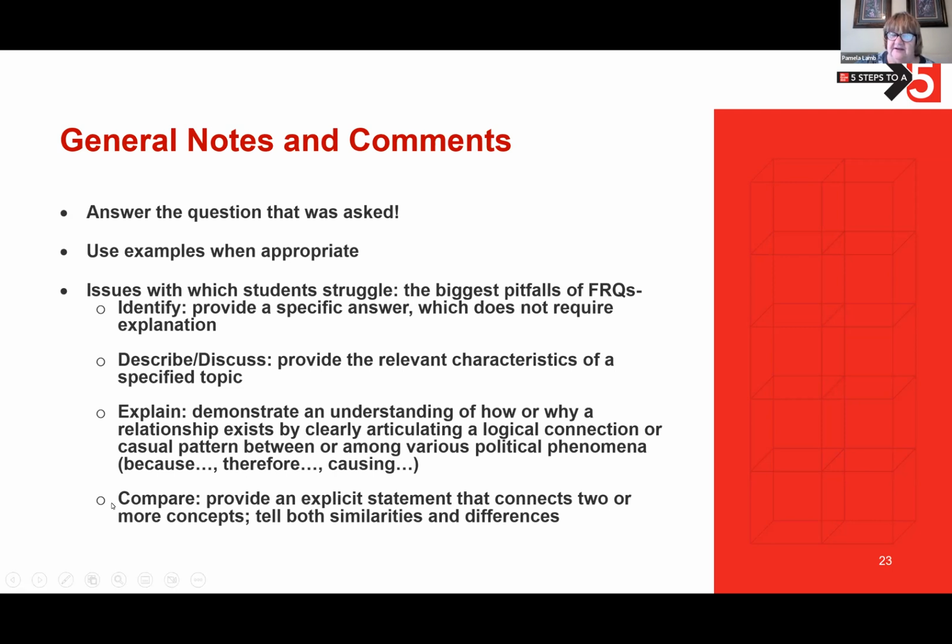And then compare. In AP Government and Politics, the College Board uses the term compare, and you have to connect two or more concepts. But they expect that when you compare, you provide both how they're alike, what are their similarities, and what are their differences. So if you were asked to compare the Senate and the House of Representatives, how are they alike? How are they different? And so you would do both. If you only tell how they're alike, you won't receive full credit.